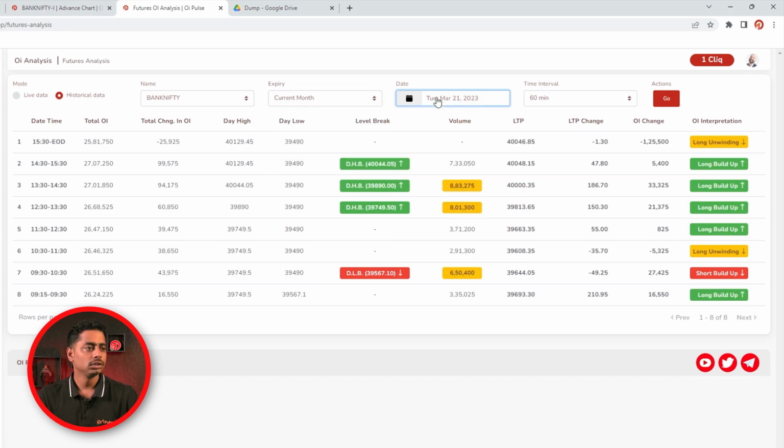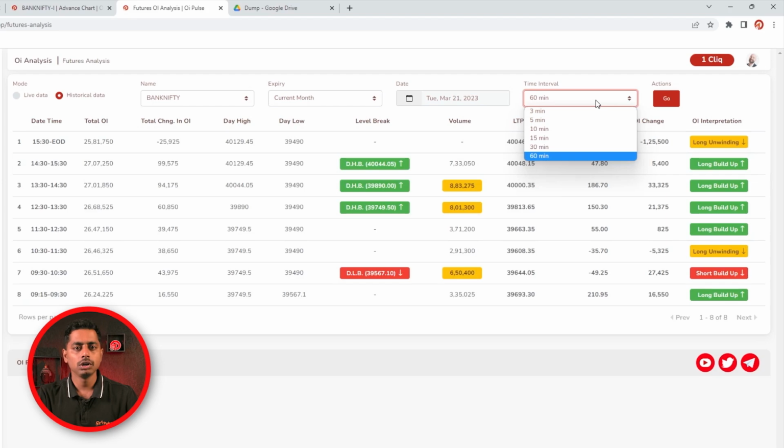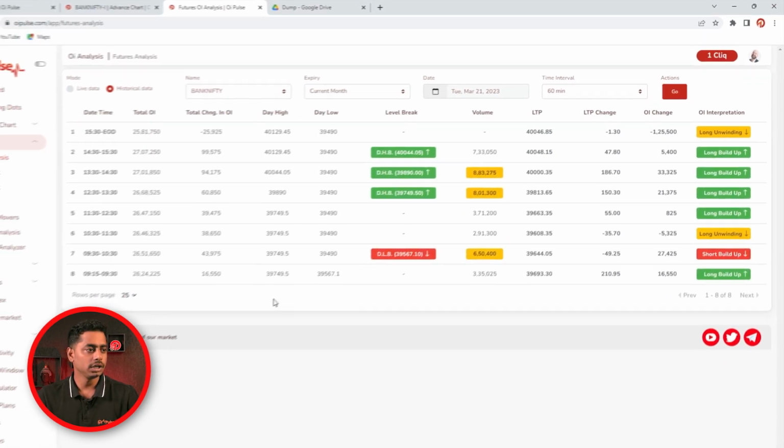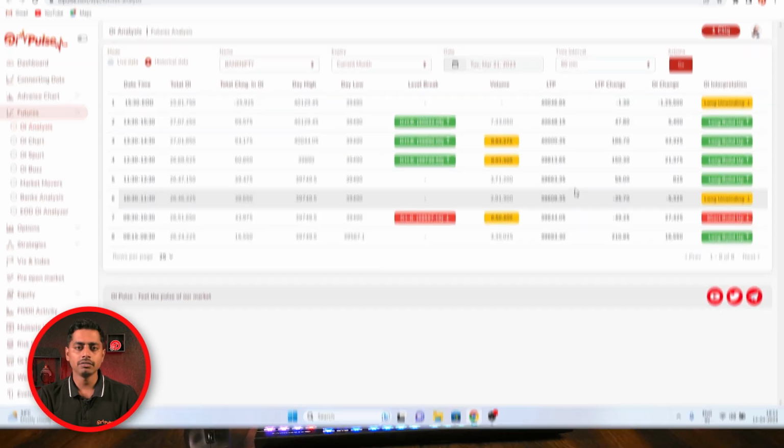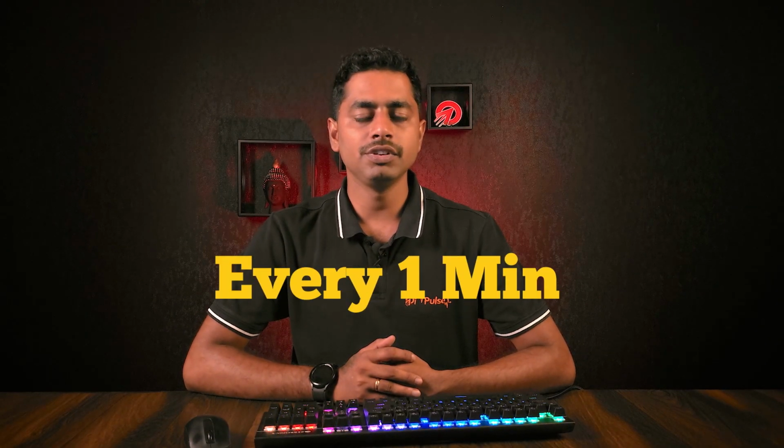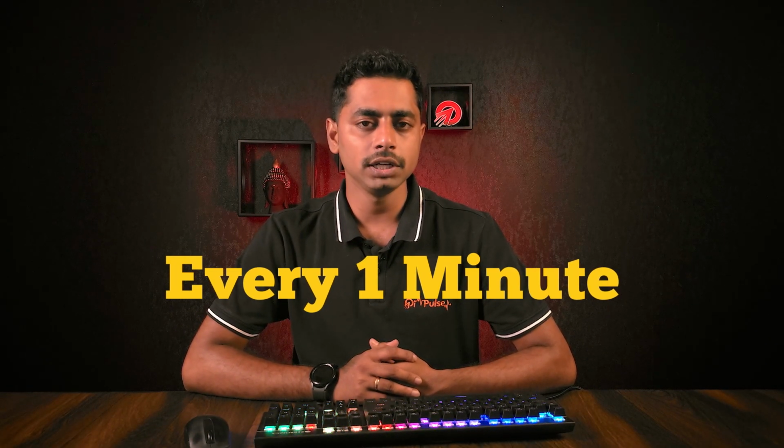So whichever month you want to do analysis on, you can select it. Date selection and interval. Here we start from 3 minutes to 60 minutes. We always prefer keeping a higher time frame for analyzing the trend of the market, so we have kept it on 60 minutes. Okay, click go. Once you click go, the data will be populated. And we have an auto refresh option here. So every 1 minute the data will be automatically refreshed.